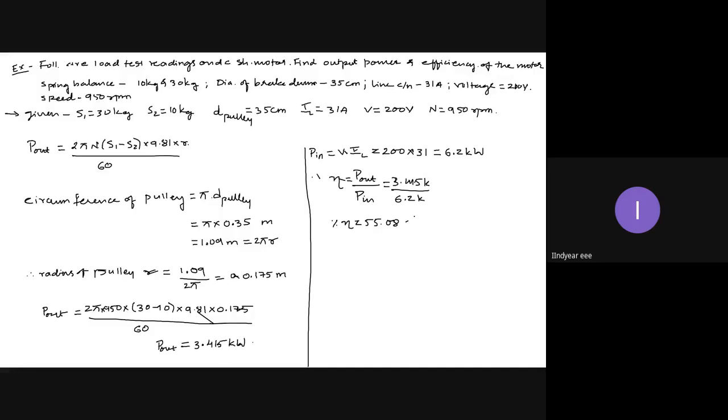Second reason, by knowing the value of losses at various load conditions, I can find out the temperature rise. But in the load test, because I don't know the losses, how do I find the temperature rise? Anybody? How do I get the temperature rise in the load test? Because I don't know the losses.